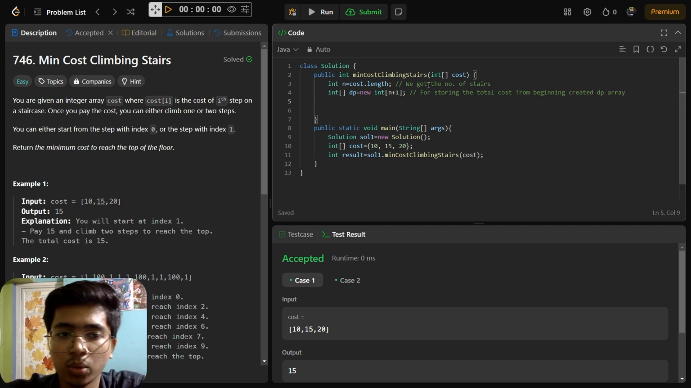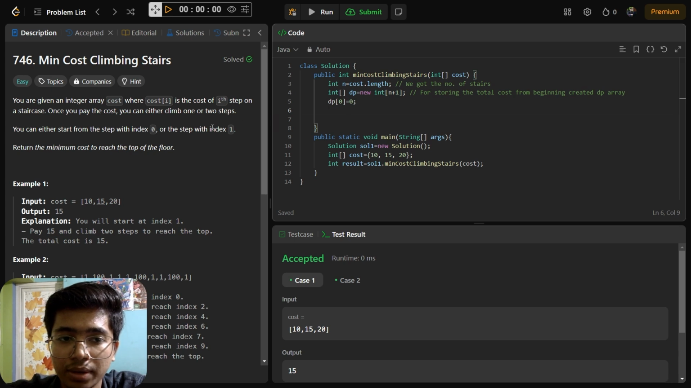Now there are two places where we can move without paying any cost, and that is dp of 0 and dp of 1. For moving up to the first index, that is dp of 0, we don't have to pay any cost. So we will be initializing that cost as 0, and that is the base cost. So dp of 0 equals 0. And also for the 0th index and first index we don't pay any cost.